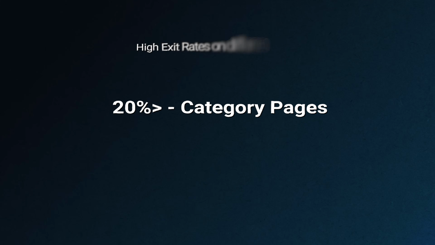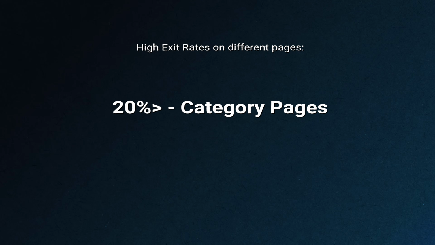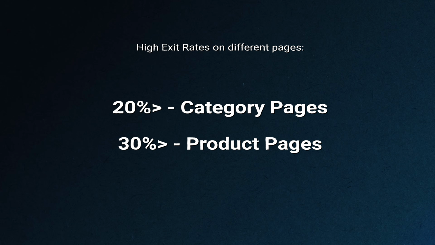Different pages on your website will have different exit rates. You want to look at the exit rate for your category pages, and you want to look at the exit rate for your product pages. And again, you can look at the exit rate for your cart and the checkout process. An exit rate of 20% or higher on category pages is considered really high. An exit rate of 30% or higher on product pages is considered really high. Now, there's lots of theory behind this. So if you want to know more about exit rates, leave a comment below and I will record a video on the topic.